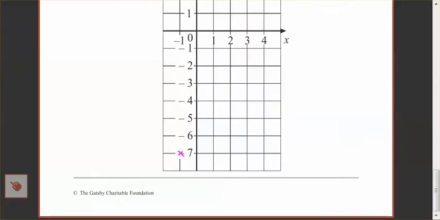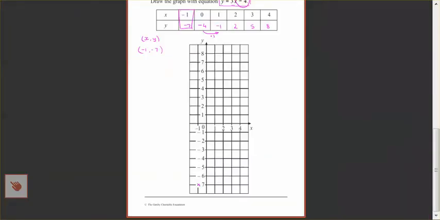I'll just zoom out so we get it all on one. Oh, I'm pretty sure it's going to be a line. I think you're right. It's a line. 0, minus 4. Can I connect them? Yeah, if you want to connect them. 1, minus 1. 2, 2. 3, 5. And 4, 8.